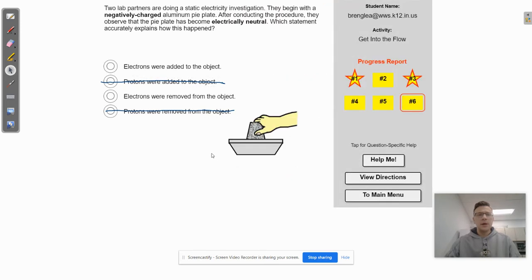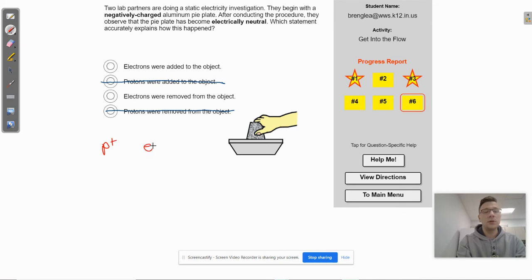This one says we have a negatively charged aluminum pie plate, so it starts with a negative charge. If it helps, there's protons and there's electrons. Let's say that there's 5 protons and 10 electrons. That would be a negatively charged pie plate. And then it says that it becomes electrically neutral.